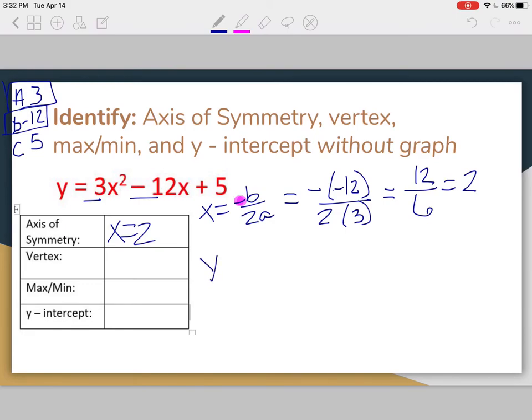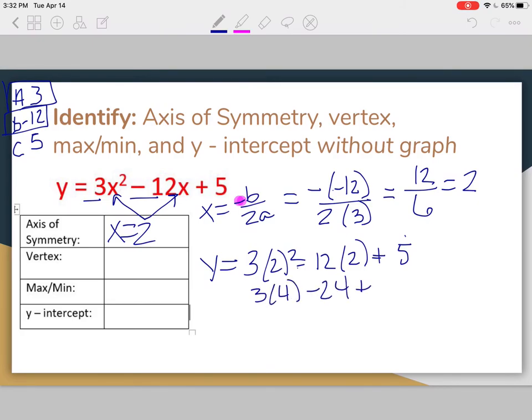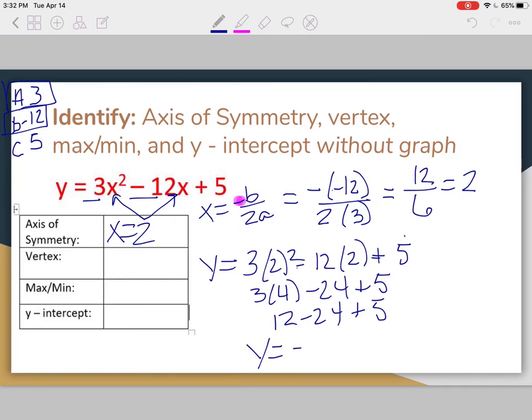Then I'm on the vertex. So I take my 2 and I plug it in for the x's in the equation. So 3 times 2 squared minus 12 times 2 plus 5. So that's 3 times 4 because you have to follow order of operations. Multiply to get 12 minus 24 plus 5. So y is negative 7. So your vertex is (2, -7). I have to stop here because I'm going to run out of time. It's going to cut me off and start a new video to finish.